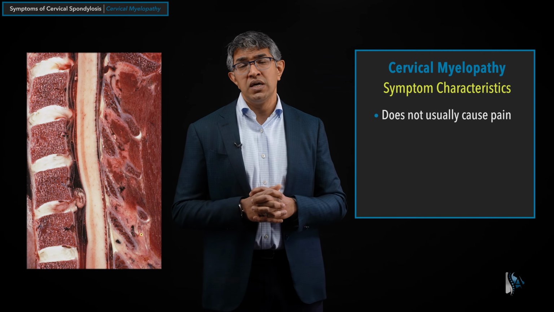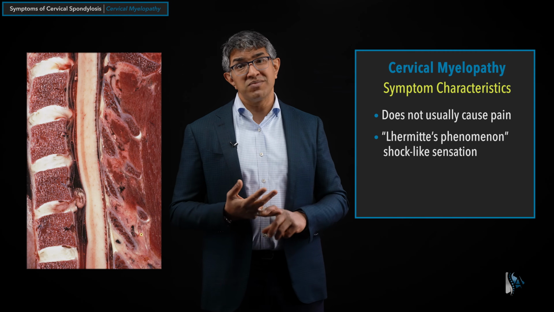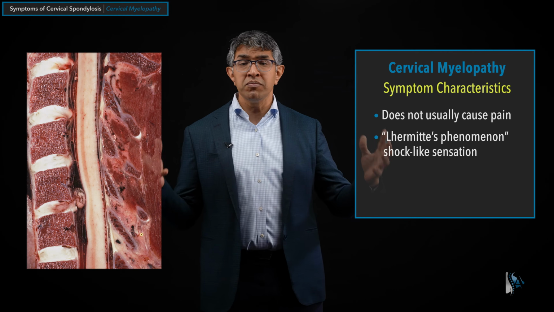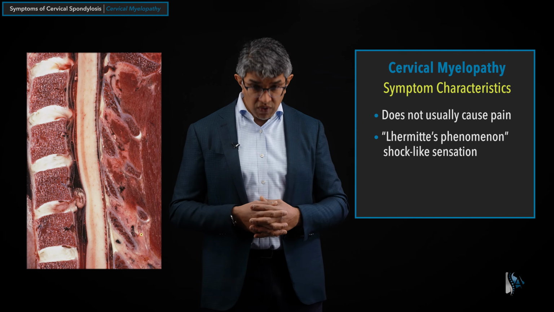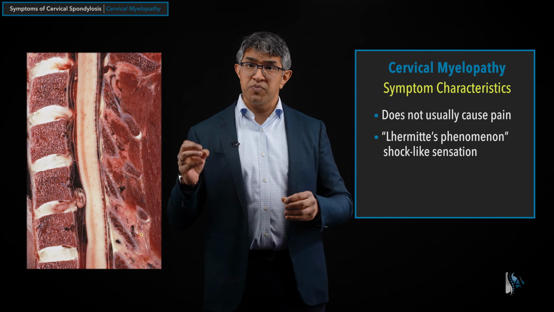Another thing that people will notice sometimes is a Lhermitte's phenomenon. It's not super common, but that's a condition where people will kind of lean forward, or I've seen it even where they lean back, and the spinal cord will get kind of dinged.